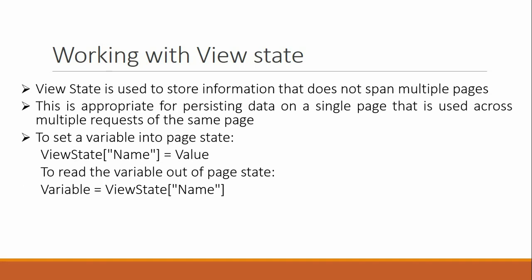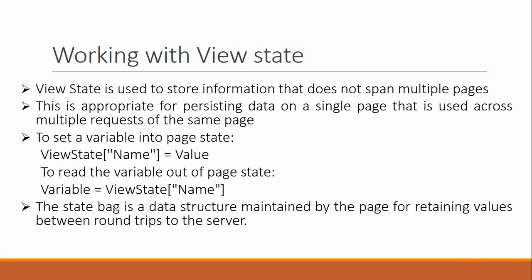This is how you set a variable into page state. Please note, whatever you put inside this view state of name will only stay in the page where you have typed the code. Imagine I have first.aspx and second.aspx. If I wrote this code in first.aspx, I cannot use view state of name in the second page. Only in the first page it will work, because it's a view state. So this is the definition: view state is a bag, a data structure maintained by the page for retaining values between round trips to the server. Remember this. This is for view state.